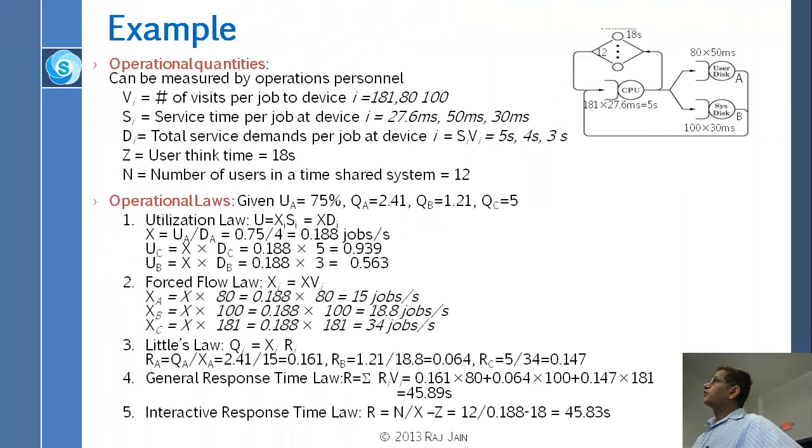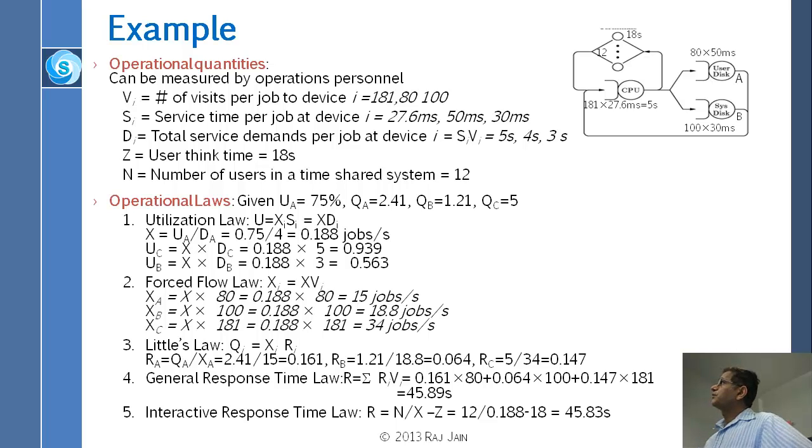Now the operational quantities are V_i, S_i, D_i, X, and N. You should memorize that the total demand is the service time per visit times the number of visits, so D_i equals S_i times V_i. That is something you don't need to look up in the book. You might need the book for many of the other laws, but these you should know. Now we are going to apply all these laws to this system. This is an example.